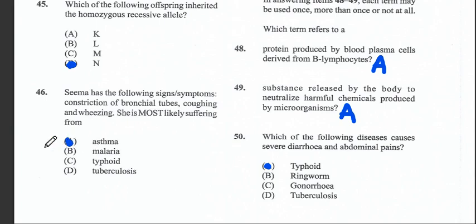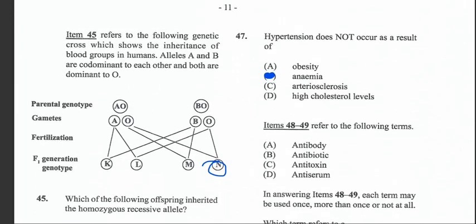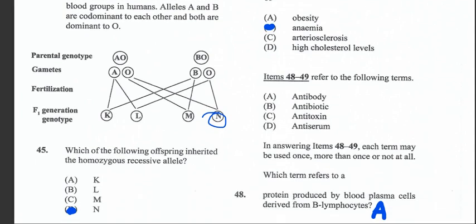So the best answer for number 46 would be A, asthma. Good. Number 47 says, hypotension does not occur as a result of... So we're talking about hypotension. Hypotension doesn't occur as anemia. Let me explain to you guys.